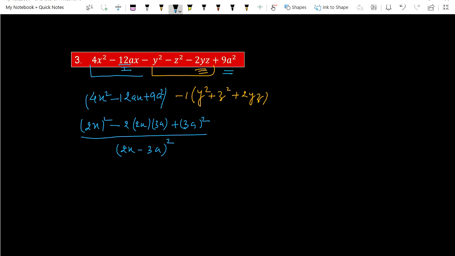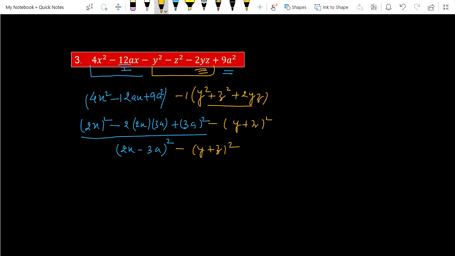Now coming to the second group, it is actually y plus z the whole square. So we are finding this is the expansion of y plus z the whole square. So we are writing here y plus z the whole square as it is.